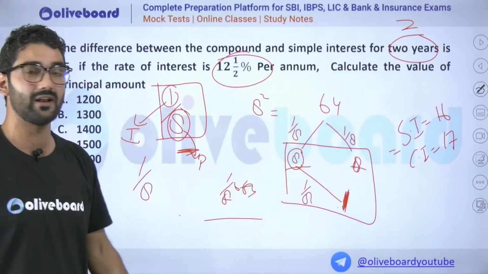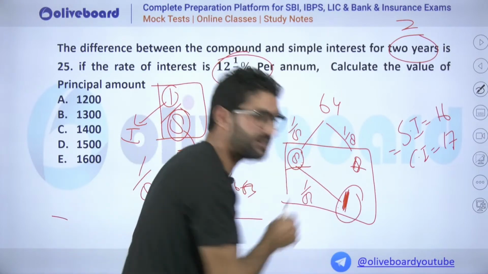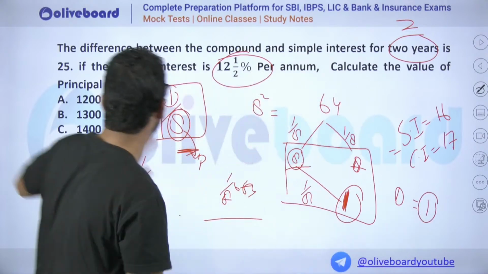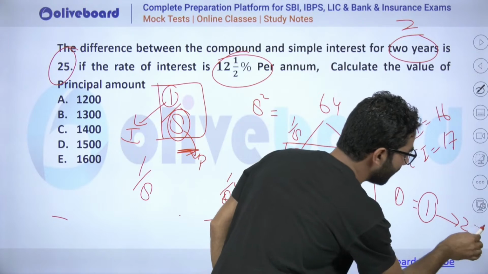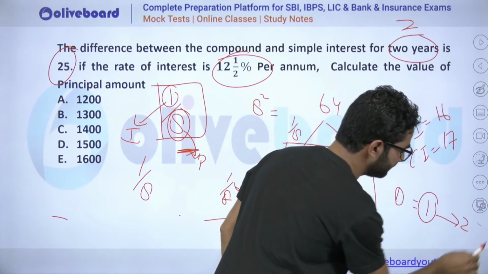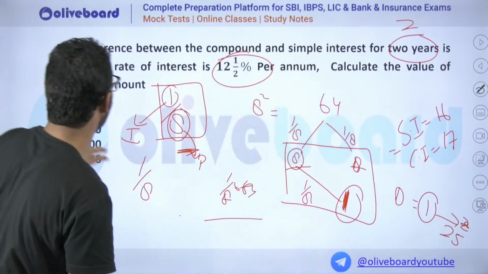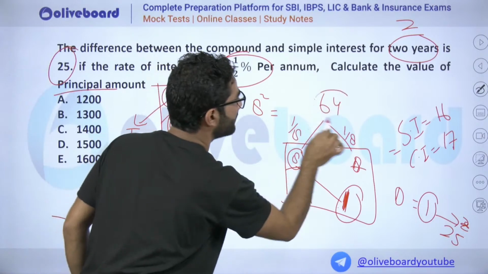Now, what to calculate? The difference between simple interest and compound interest is how much? Simply, this is the difference, that is 1. Difference is 1, and that ratio is given as 25. 1 ratio is given as 25. What do we have to calculate? Sir, what is the principal now? We have to calculate the principal amount. The principal amount is this much.